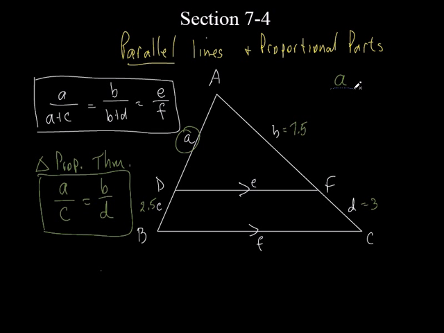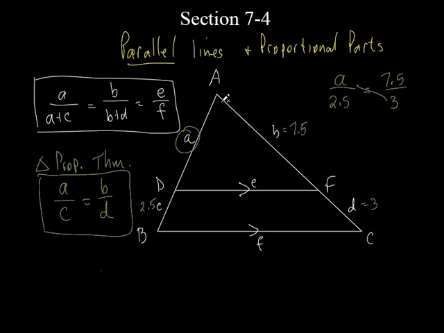What do I compare? A to what? A to C, which is 2.5, equals what to what over here? 7.5 to what? To 3. And now what do we do with this? Cross multiply. Okay, so what's that?